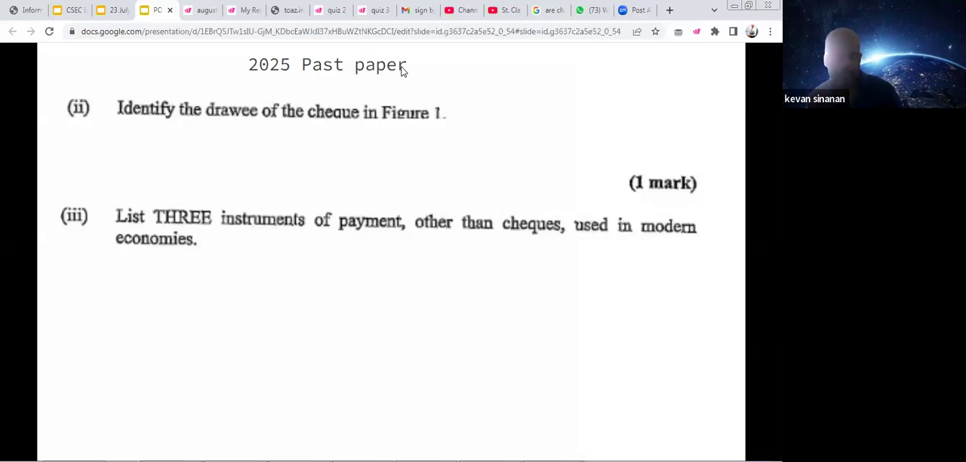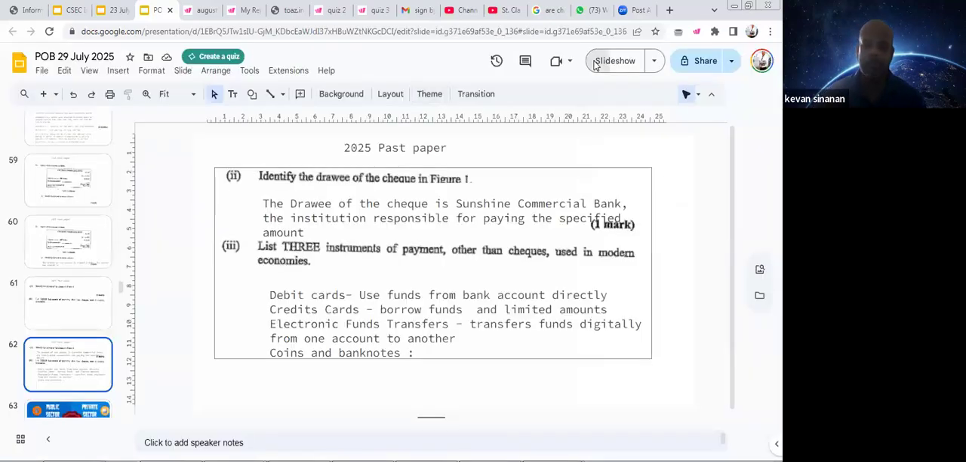I don't know why my computer is freezing up. Hold on. All right, let me pull up the solutions here real quick. Can you all see my screen now? Okay.